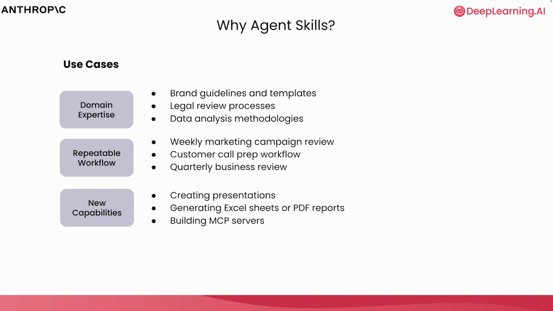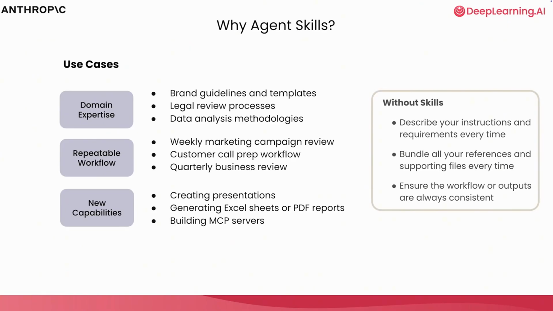We previously saw the ability to perform weekly marketing campaign reviews, and we want that to be predictable across many different individuals and teams. As we start to think about some of these new capabilities, things like generating presentations, Excel spreadsheets, PDF reports, executing scripts when necessary to perform those actions, here is where agent skills can shine. What we saw previously without skills was the idea of describing our instructions, trying to predict workflows, and bundling all of the necessary files in context at one time.